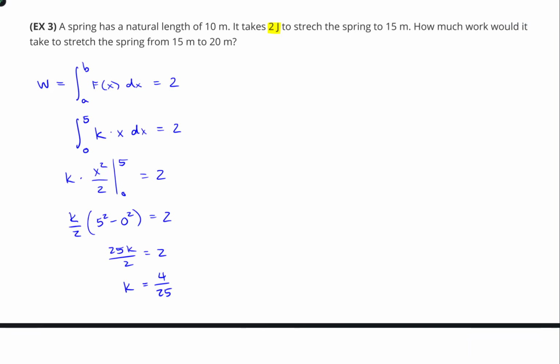So I'm able to get that spring constant with the work given initially, and not just the force required to stretch it a certain distance. So it just kind of flips the problem in reverse. But the next question is still basically the same. How much work would it take to stretch the spring from 15 meters to 20 meters?